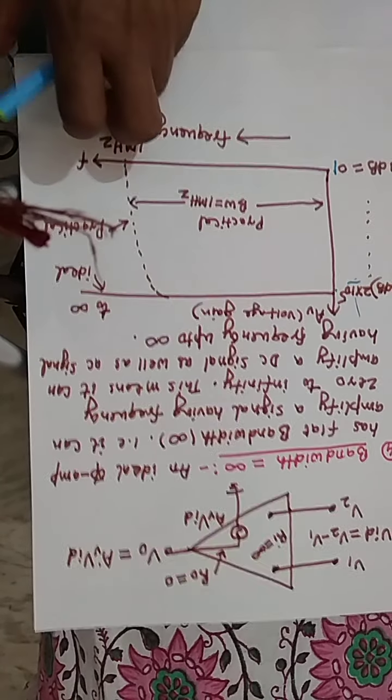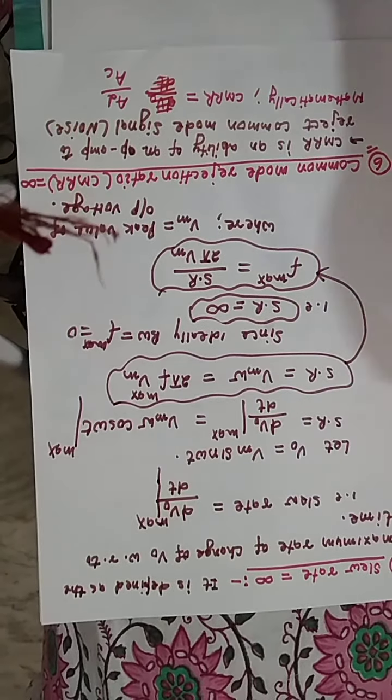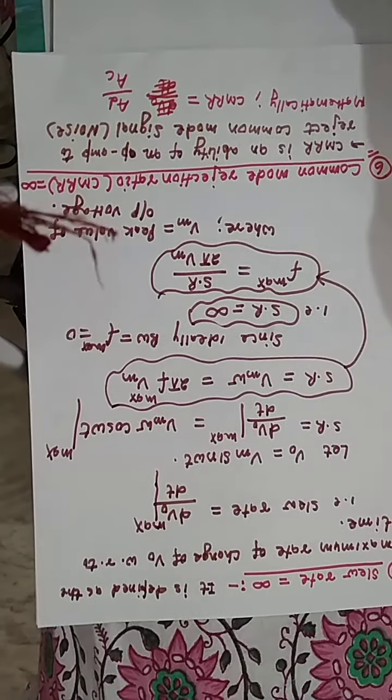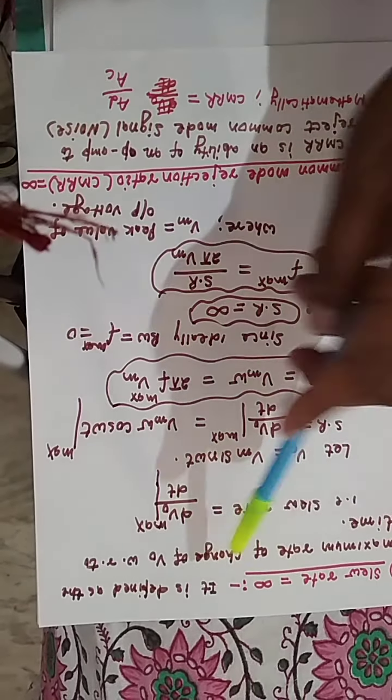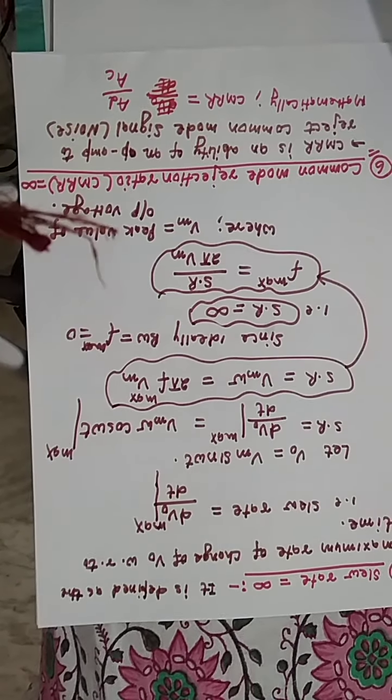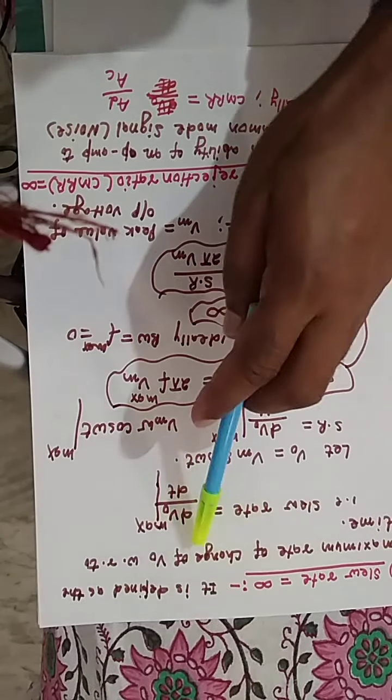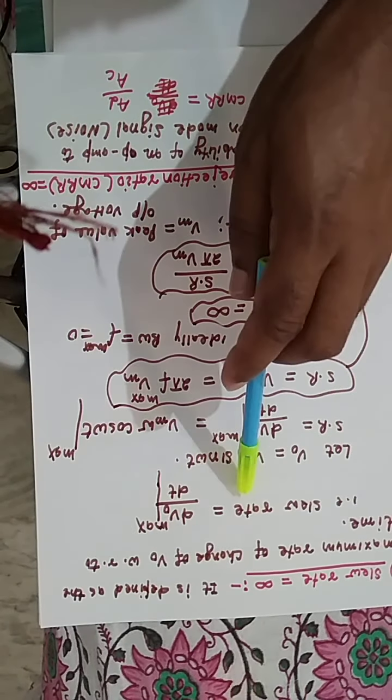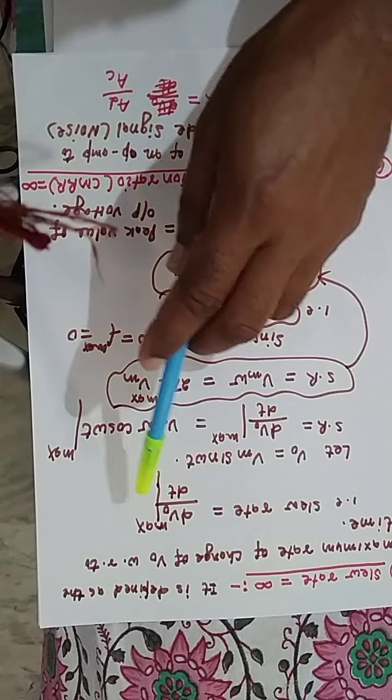This means voltage gain is very large or infinity. Now the next parameter is the slew rate. What is slew rate? Slew rate is defined as the maximum rate of change of output voltage with respect to time. That is, slew rate is equal to dV output by dt maximum value.